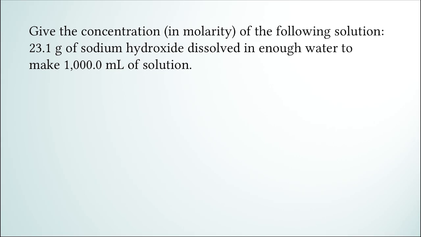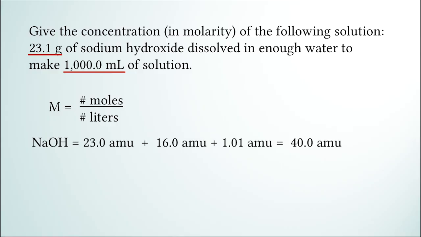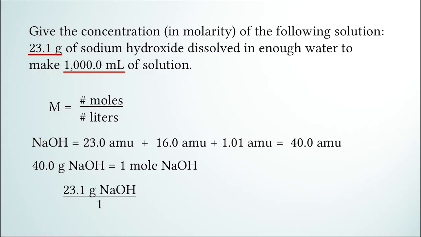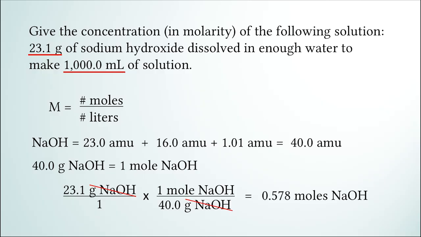Here's another one. Give the concentration in molarity of the following solution: 23.1 grams of sodium hydroxide dissolved in enough water to make 1,000.0 milliliters of solution. To get concentration, we need to have moles and liters. We are given grams and milliliters. So we need to convert both of these amounts. For the grams of sodium hydroxide, we can find the molecular weight to be 40.0 AMU. That means 40.0 grams of sodium hydroxide equals 1 mole of it. We're given 23.1 grams. Multiplying it by the conversion, we get 0.578 moles of sodium hydroxide.